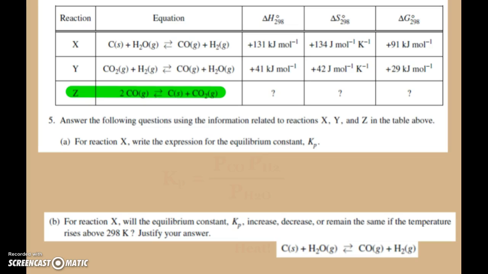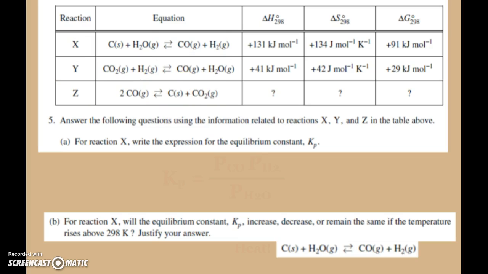So you can see if I add reaction X with reaction Y, I can get Z, as long as X and Y are flipped. Okay, so I need 2 carbon monoxides, and I see 2 carbon monoxides here. 1 solid carbon, 1 solid carbon, 1 carbon dioxide gas, 1 carbon dioxide gas. And you can see that hydrogens will cancel out, as will waters. So you should notice that I can get Z by adding X and Y and flipping it.